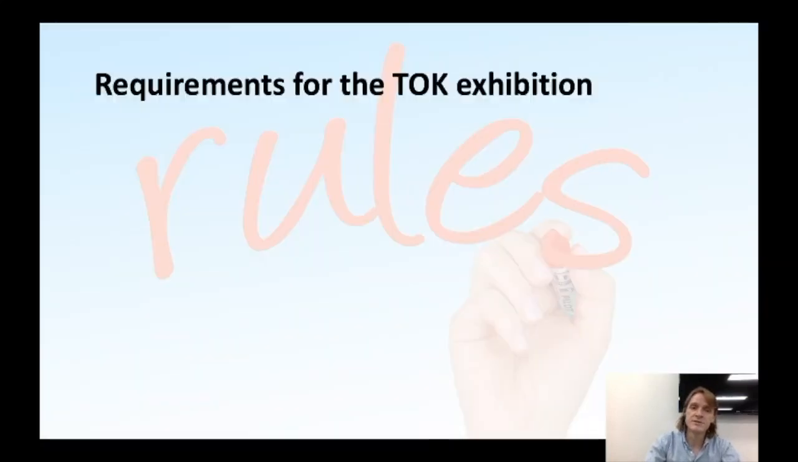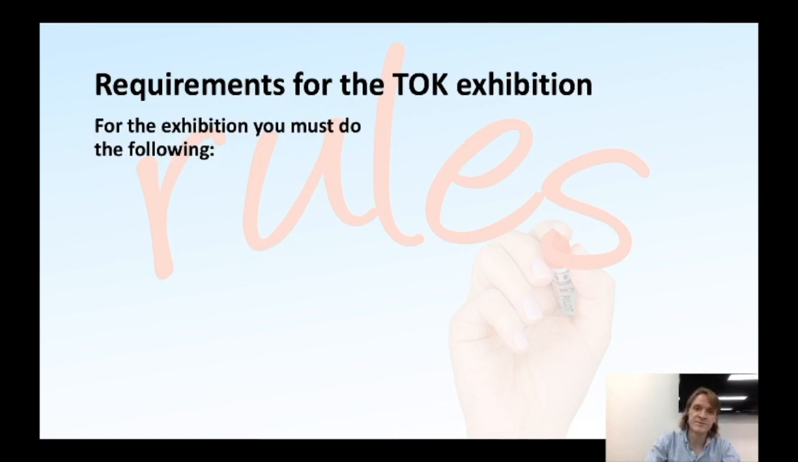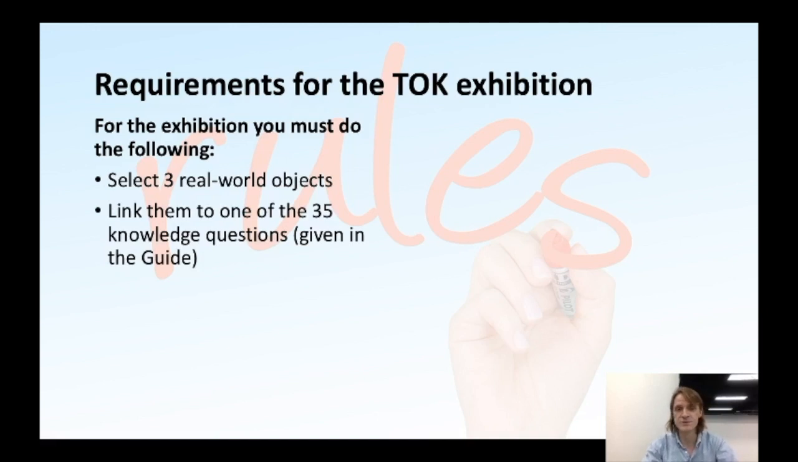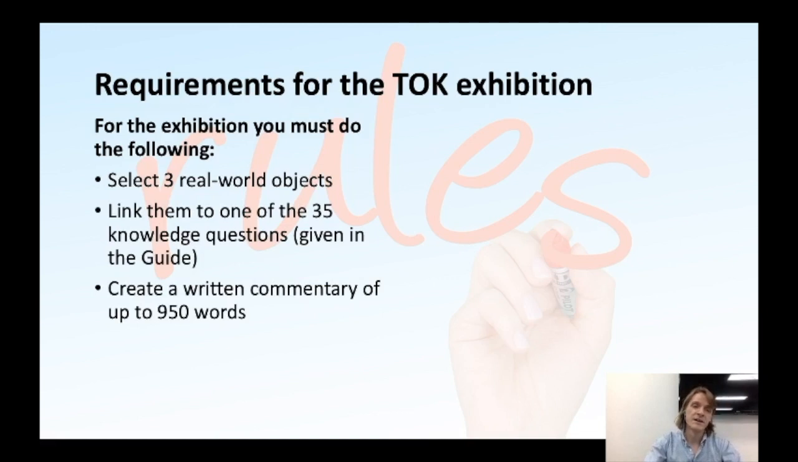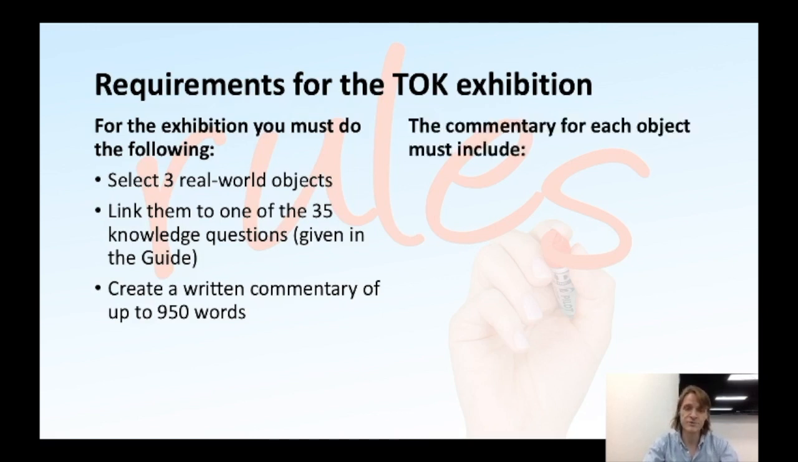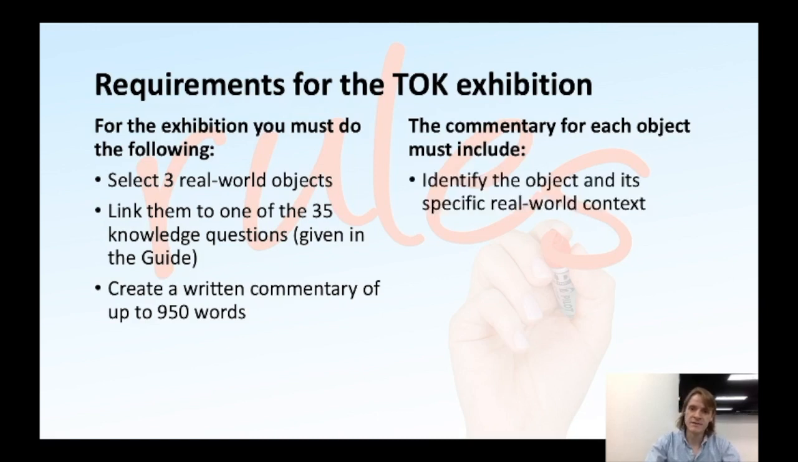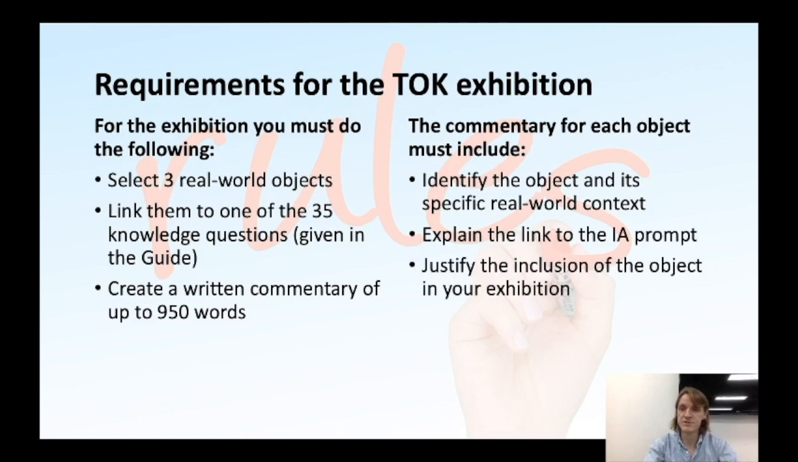As a quick reminder, you know that the requirements for the TOK exhibition is that you must select 3 real-world objects. You must link them to one of the 35 knowledge questions that are given in the IB TOK guide. Create a written commentary of up to 950 words for all 3 objects combined. And for each of the objects in the commentary, you must include the following 3 things. Identify the object and its specific real-world context, explain the link to the IA prompt, and justify the inclusion of the object in your exhibition.